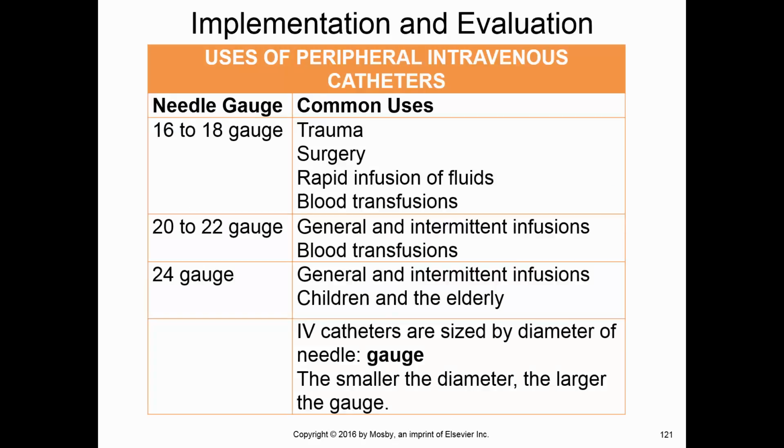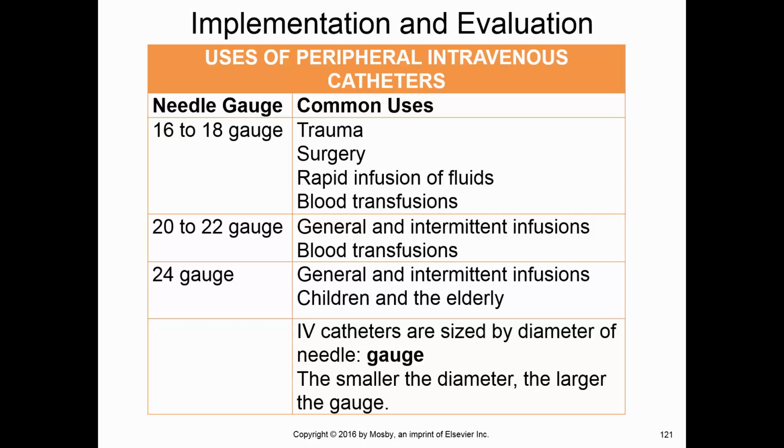All right. Now, we also need to try to determine what size needle that we want to use. Now remember, gauge tells us the diameter of the needle. The smaller the gauge, or the smaller the number, the larger the diameter. So it's kind of different. So a 16 or 18 gauge, those are huge diameter IV catheters, okay? And we would use those when we need to put a lot of volume in quickly into a patient.